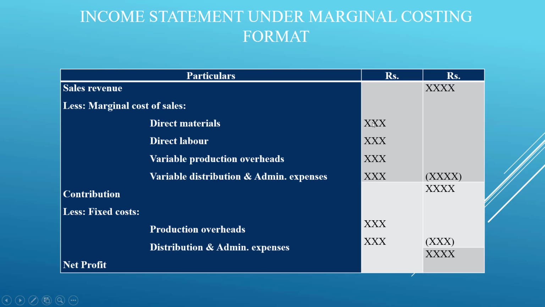After keeping all the amounts, you add up all the amounts for these items, then write the total here, and this has to be minused. That's why I have put it in a bracket. So it is a minusing amount with the sales revenue. Now from the sales revenue, if you minus the variable cost or the marginal cost, after including all this, you get this amount. Okay, this amount is known as your contribution.